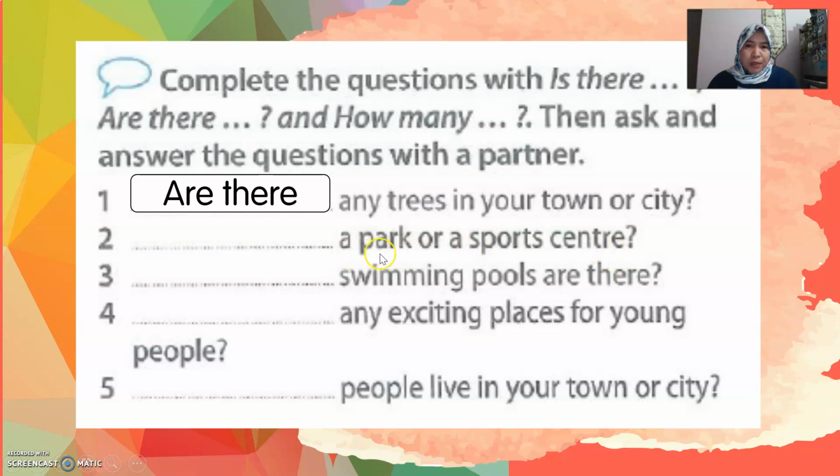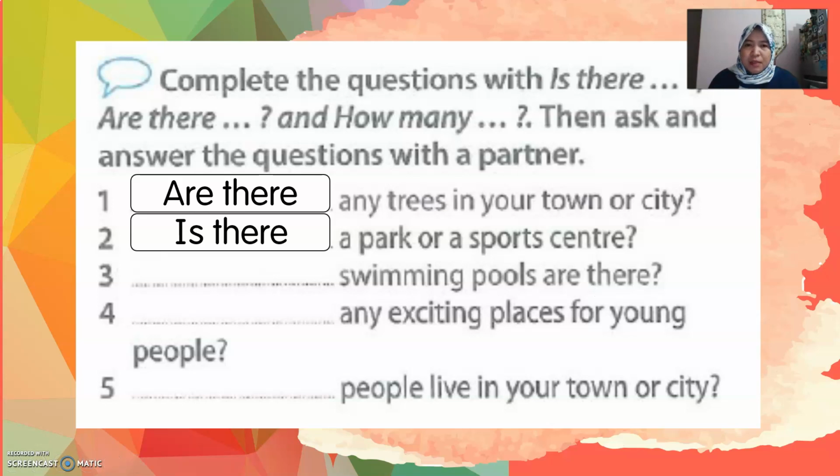So a park refers to singular nouns. A sport center also refers to singular nouns. So for singular nouns, you need to use is there. Okay, so what about number 3? Blank. Swimming pools are there.